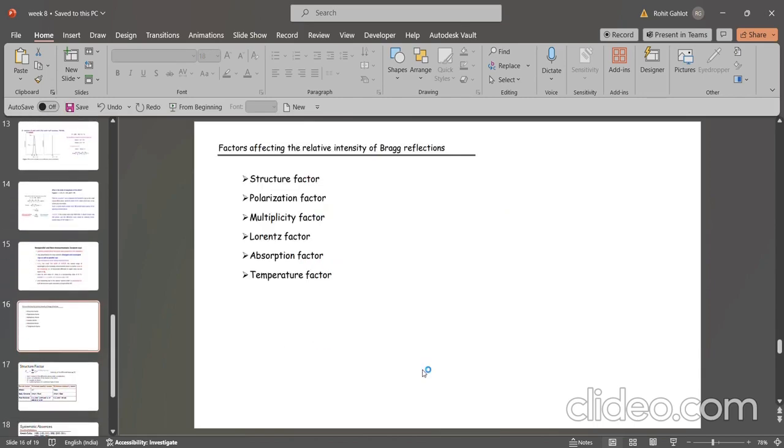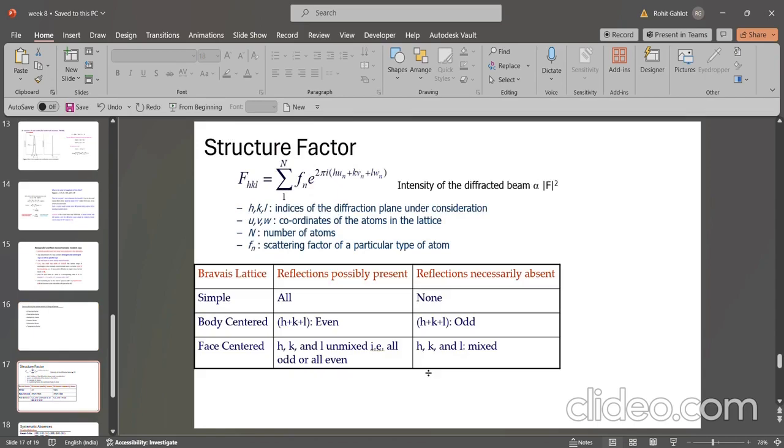Now we also discussed in the class the different factors which affect the relative intensity of the Bragg reflection. These are the structure factor, polarization factor, multiplicity factor, Lorentz factor, absorption factor, and the temperature factor. So, polarization.